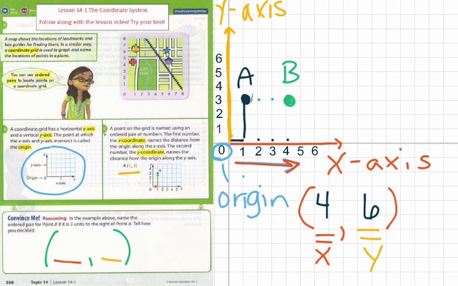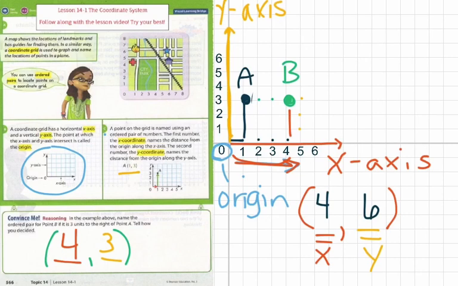So first we want to count how far over. We want to look down here and it looks like it's 4 over, okay? And then it's still 3 up. So we're going to see that it goes 1, 2, 3. 3 up. So our ordered pair for point B would be 4, 3.